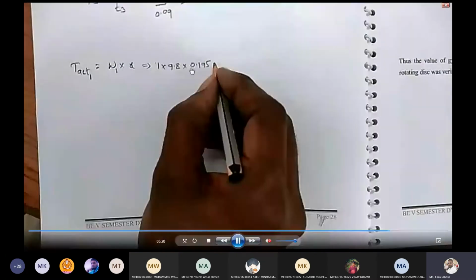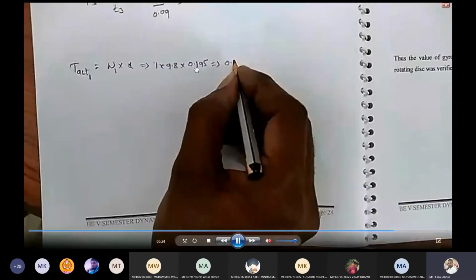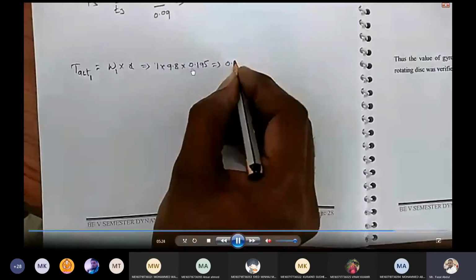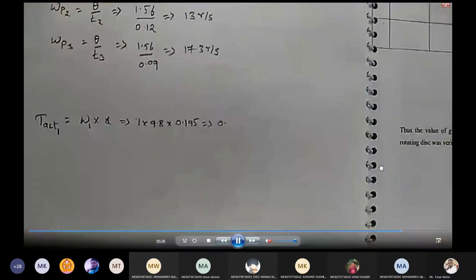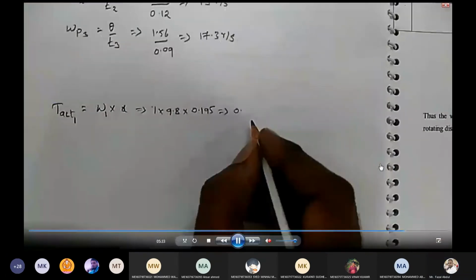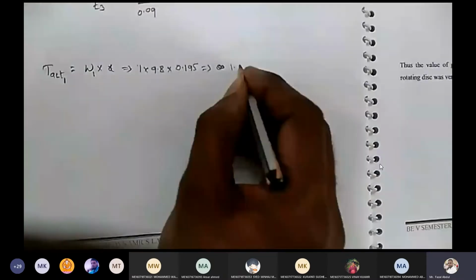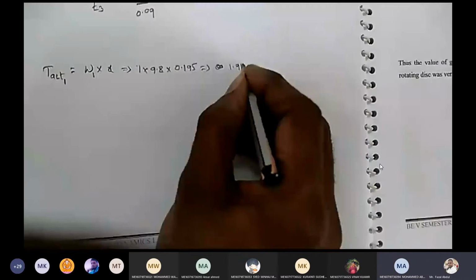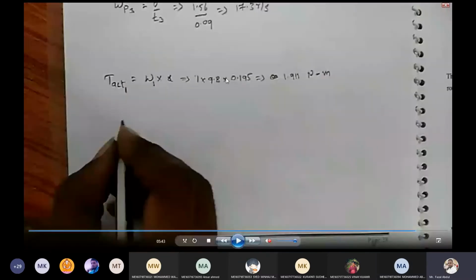And this is the perpendicular distance, x value. X value we provided in centimeter, 19.5 centimeter. That we converted into meters, that is 0.195. So what is the X value? X value is 19.5 centimeter, but we need to convert into meters, that is 0.195.